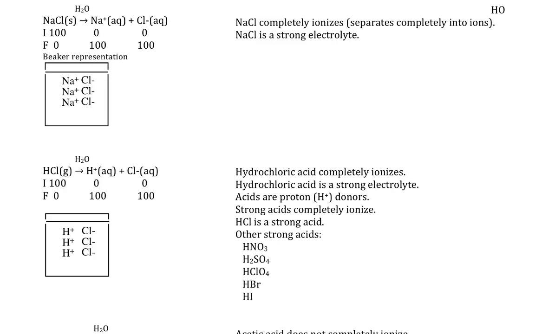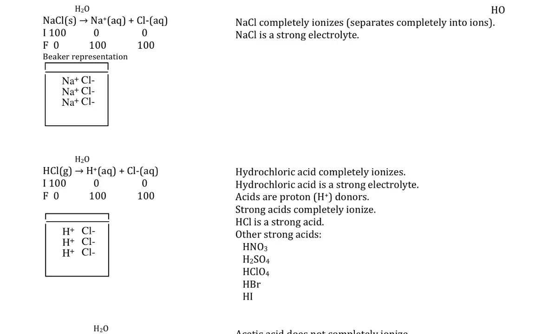So for those two I and F rows, initially we have only NaCl solid. We have no Na+ and no Cl- that are aqueous. Then, after they all dissolve, the final state is no more NaCl solid, but 100 Na+ aqueous and 100 Cl- aqueous. A beaker representation of that we could draw like I've drawn there. We have Na+ separate from Cl-, and we have a bunch of those in there.